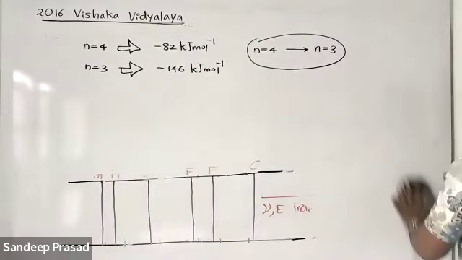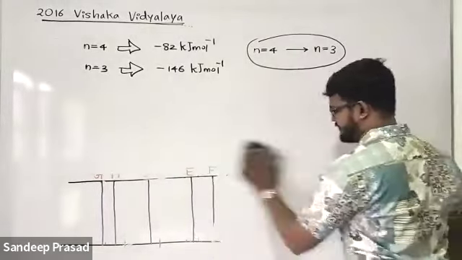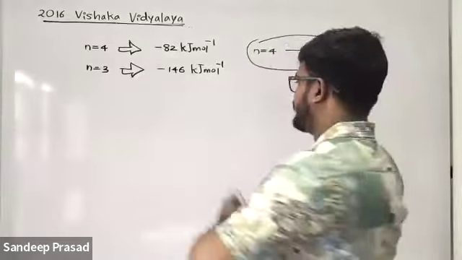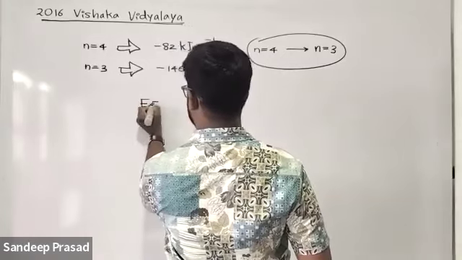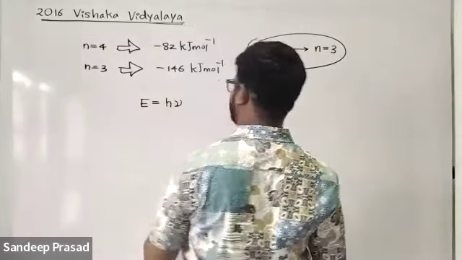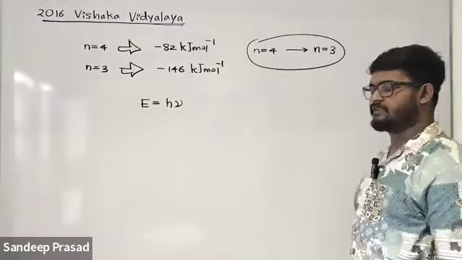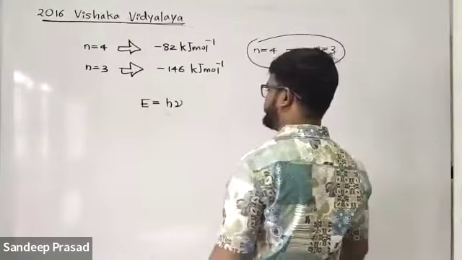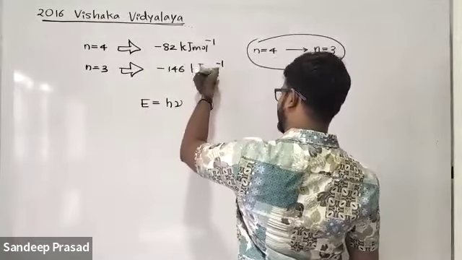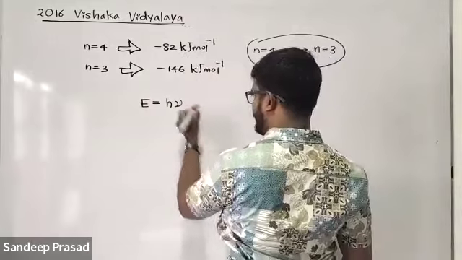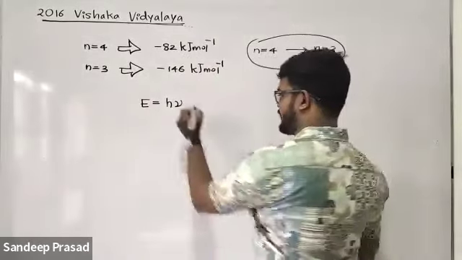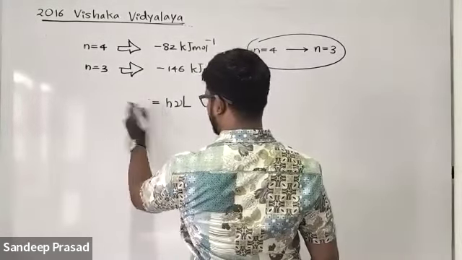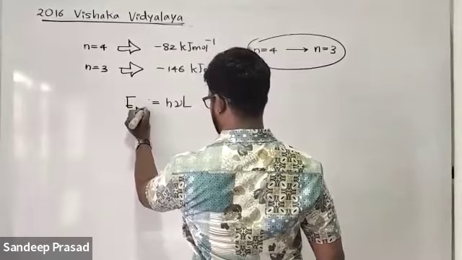Under the electromagnetic radiations, we have learned how to calculate the energy. E equal h nu, or we can say E equal hc over lambda. So this is the energy of a photon. But remember, since they have given the energy corresponding to 1 mole, we can rearrange this equation by multiplying by the Avogadro number. Then this represents the energy of a mole.